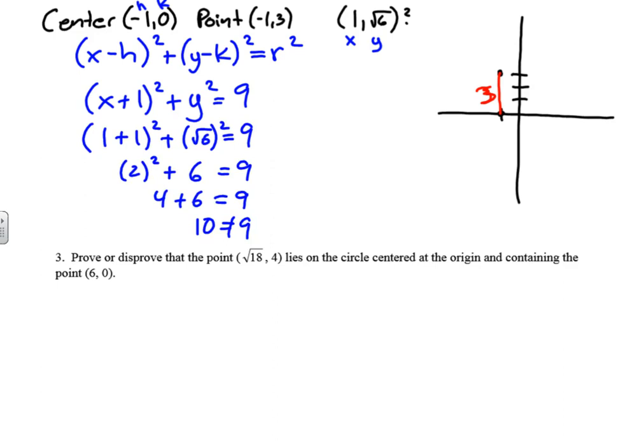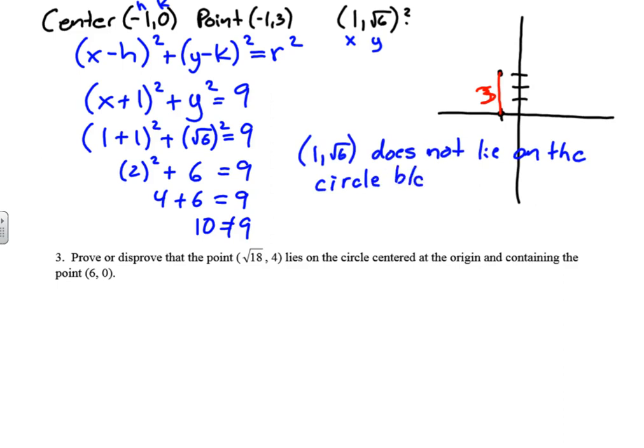Okay, so we could write a concluding statement. So the point (1, square root of 6) does not lie on the circle because it does not satisfy the equation.